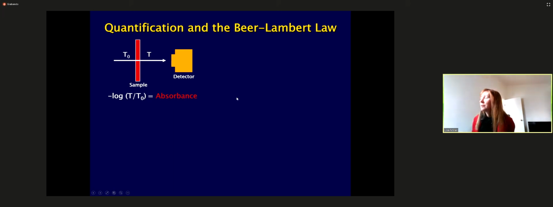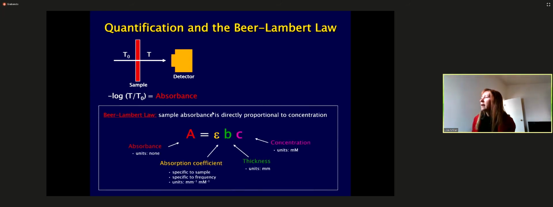And so this is what we call the Beer-Lambert Law, or Beer's Law for short, where the absorption is equal to the absorption coefficient times the thickness of the sample times the concentration. So proportionally, if the concentration of your sample goes up, the absorbance is going to go up. If the thickness of your sample goes up, the absorbance is going to go up. The absorption coefficient is a constant that is specific to the type of bond that you're talking about.